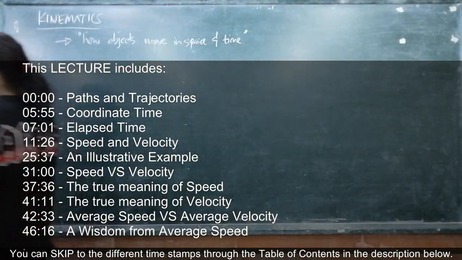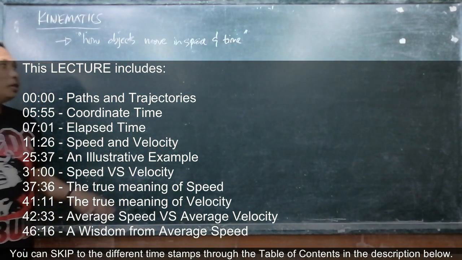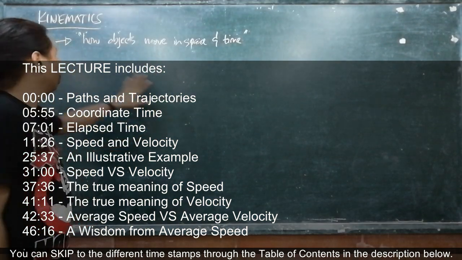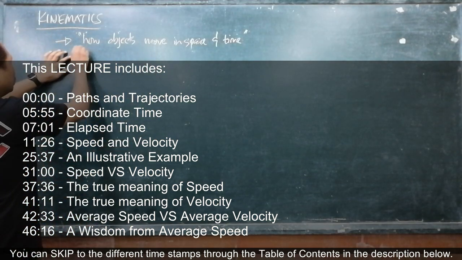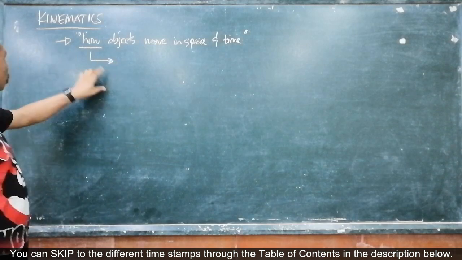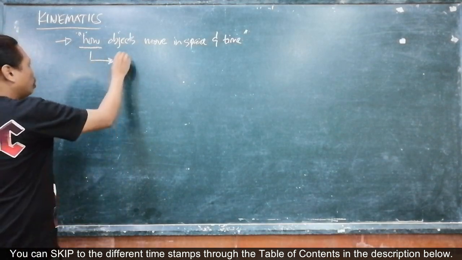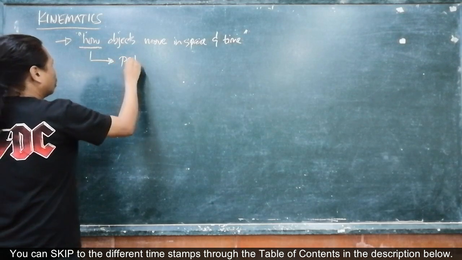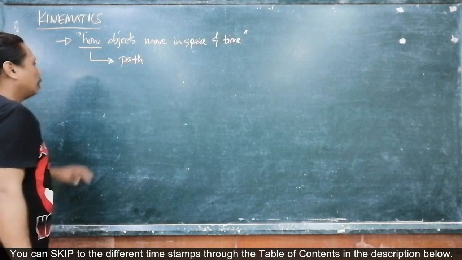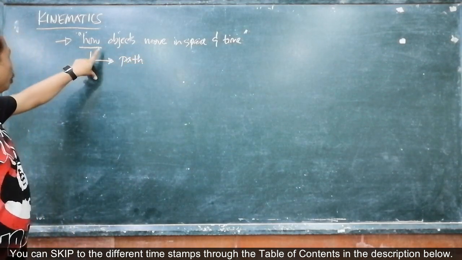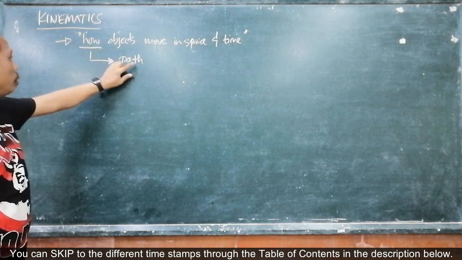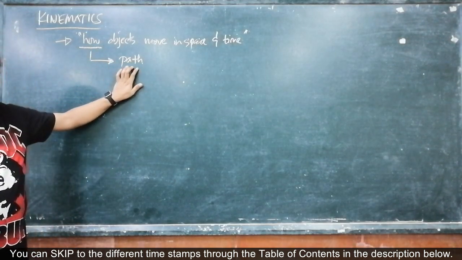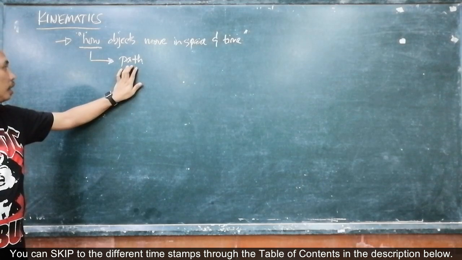So this is what kinematics is all about: how objects move in space and time. So when we say how, this how can be answered by what we call the path. In order to answer how objects move in space, we are actually looking for the path. So what is this path?